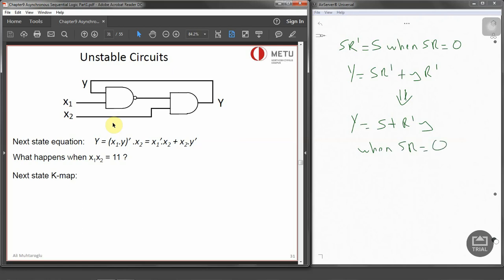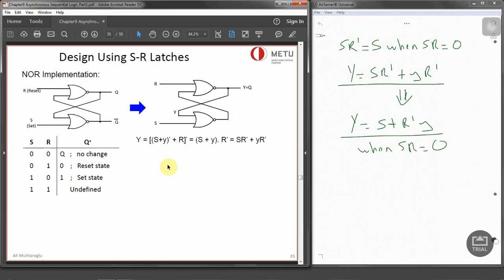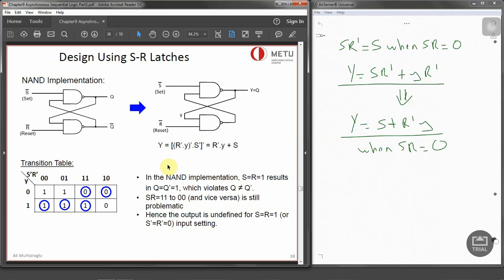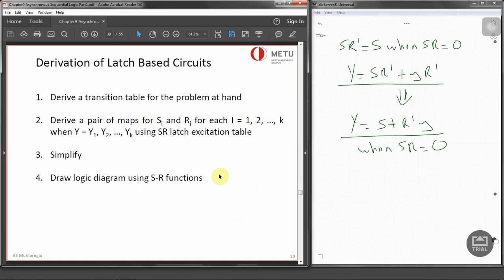So before we do any design using SR latches, we must check if SR equals 0 and we can use the reduced formula. Otherwise, we have to use the original formula. And this is the way of designing asynchronous sequential circuits using SR latches. And these are all explained in the slides as well. There's also a NAND implementation, like we have done in chapter 5 as well. You can consider that. And only the equation is going to change, and the polarities.